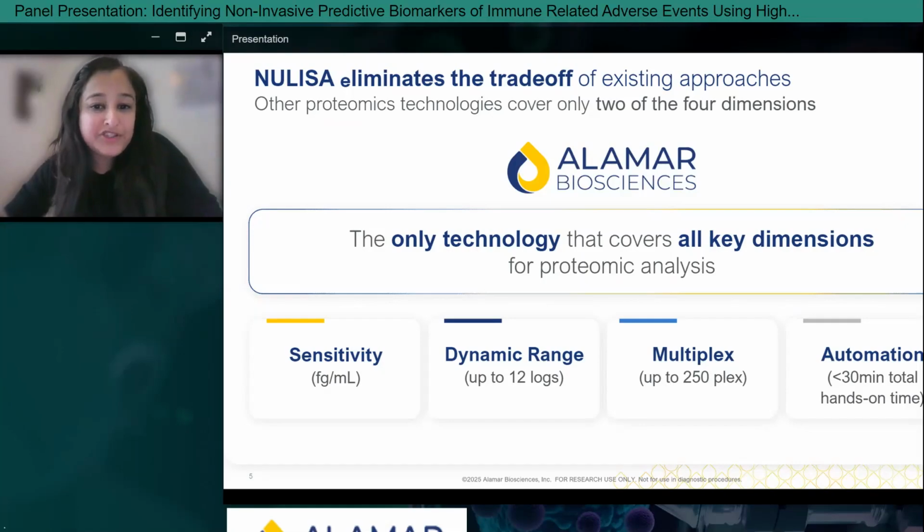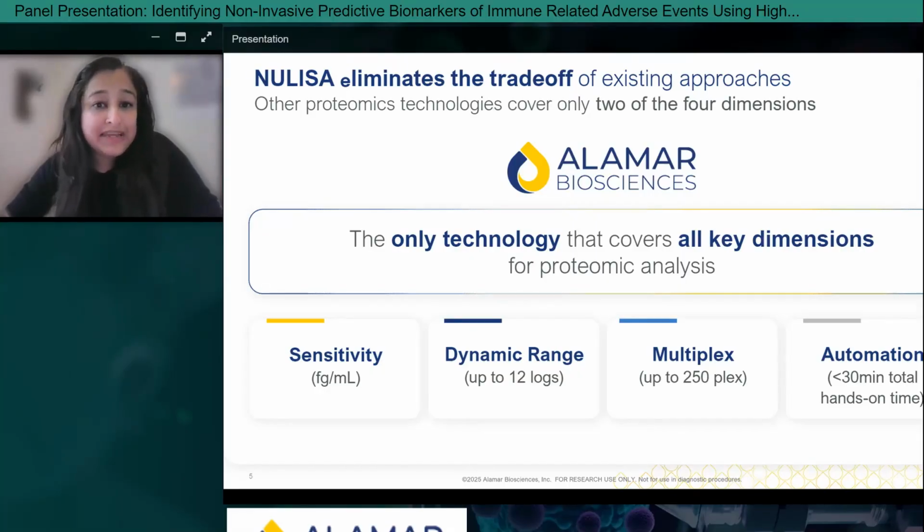With special tuning strategies, we're able to accommodate the detection of high abundance targets such as CRP, as well as low abundance targets such as IL-6, to cover a wide dynamic range of up to 12 logs. And this is only possible with NULISA and the ability to have the sensitivity, the dynamic range, as well as the multiplexing capability. The fourth pillar of the technology, and the most important one, is really automation. With minimal sample volumes of less than 25 microliters and minimal hands-on time of less than 30 minutes for the assay setup, we can really enable high throughput analysis of many samples within a short amount of time.